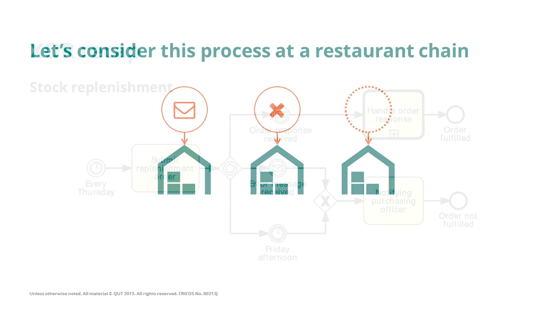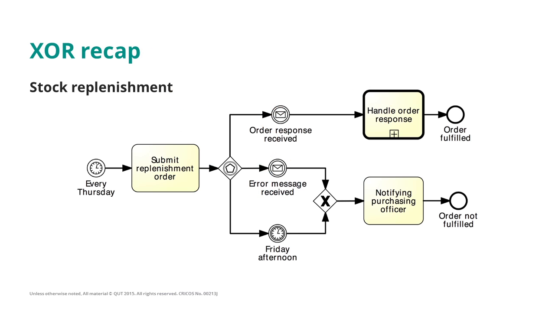So let's take a look at the solution for this stock replenishment process. So every Thursday this process starts. So we have a start timer event, and it starts by submitting the replenishment order. Now we have three options, and they are all mutually exclusive, so we need to use an XOR split. But in this case, it's an event-based XOR split because the decision is made from the outside of the process. So it's made by the process environment. In this case, it would be the supplier.